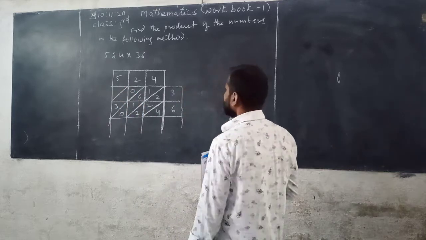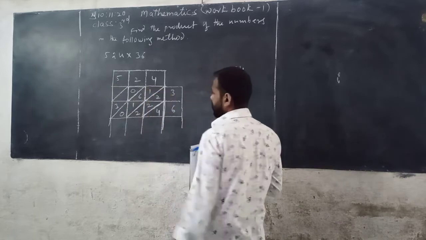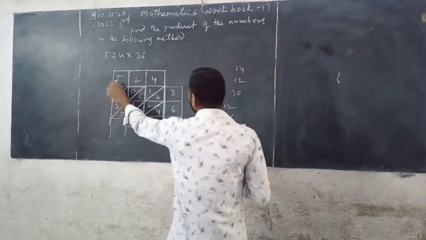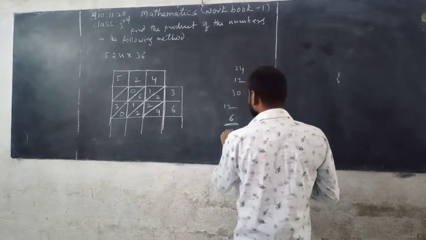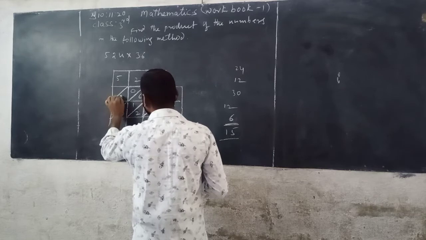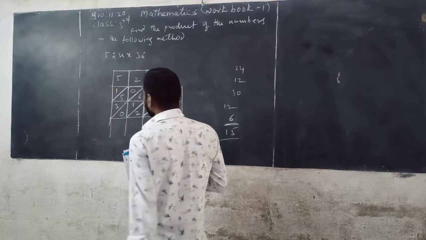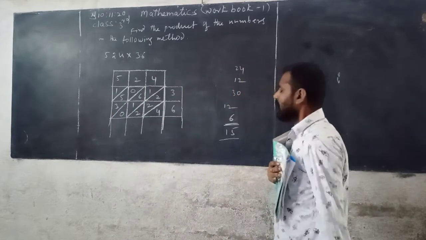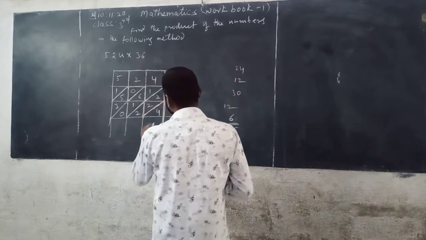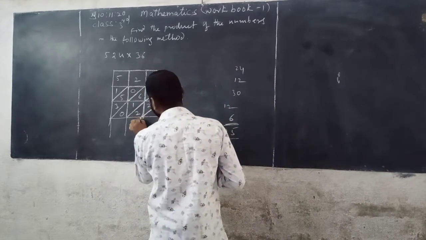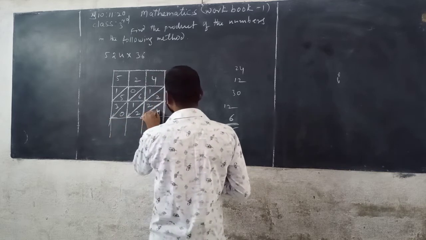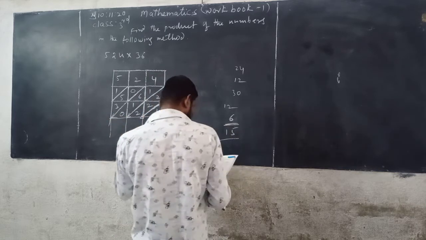Now next, 5 is multiplied by 3. Here 3 5s are 15. So you can write 5 in this cell below the diagonal and 1 you can write above the diagonal. Then here add the digits along the diagonals. Add the digits along the diagonals. See here, only 4 you can write.